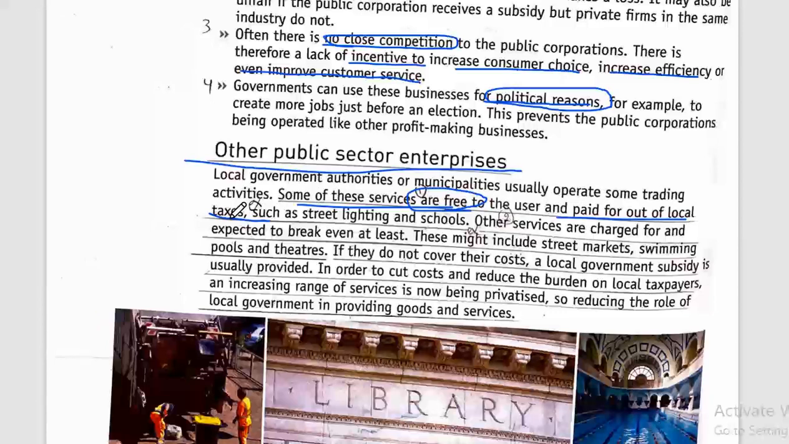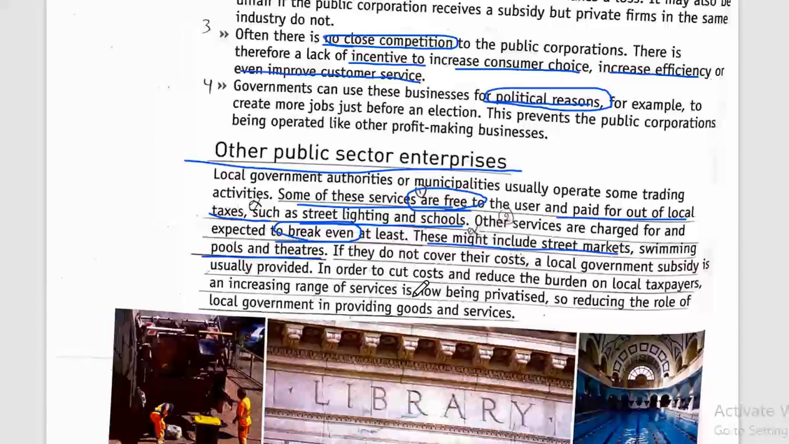So the public sector takes the money to operate from the taxes, for services such as street lighting and public schools. Other services are charged for and expected to break even at least. When I talk about break even, it means the revenue must equal the cost. These might include street markets, swimming pools, and theaters. Some of these are being given by the government, by the public enterprises. If they do not cover their costs, a local government subsidy is usually provided in order to cut costs and reduce the burden on local taxpayers.